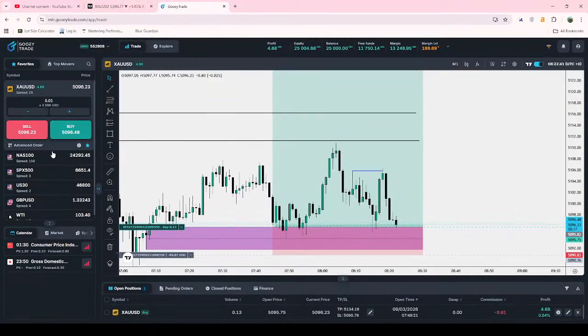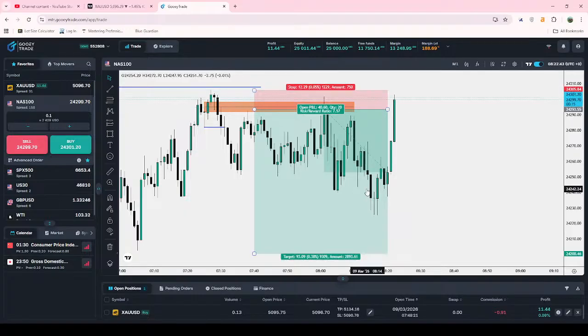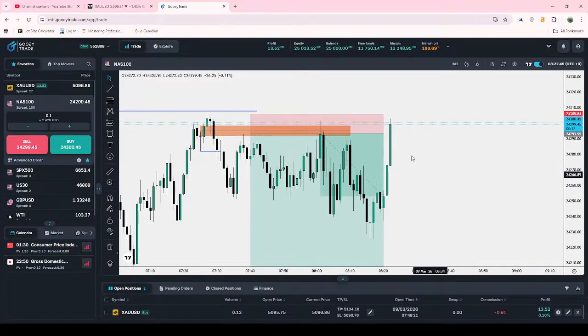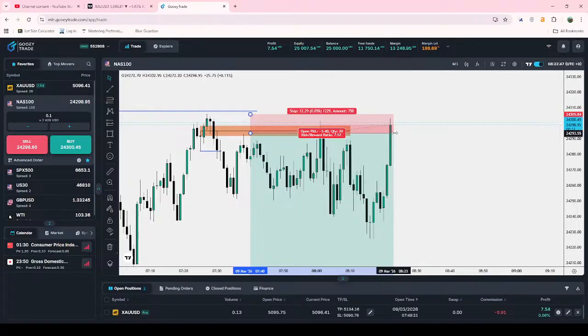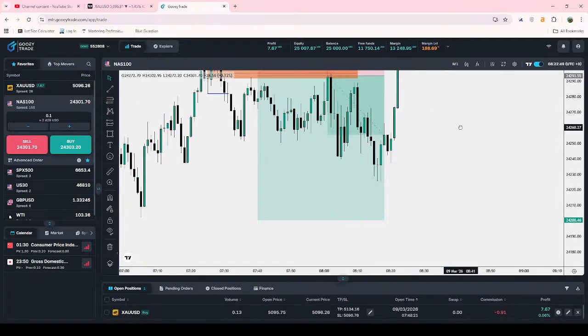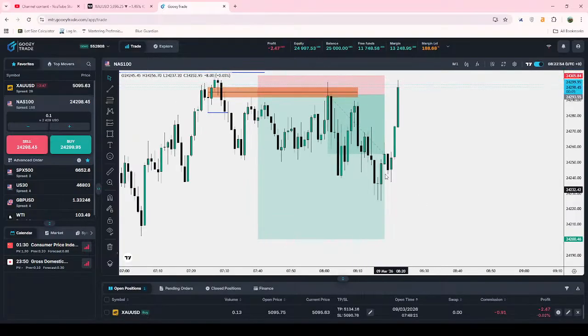Let's see how the NAS 100 is. Okay, so this trade would have been a loss too. Thankfully, I didn't take this trade. But I would have taken a partial. Just half of my position would have been closed, and the trade would have been at breakeven already.